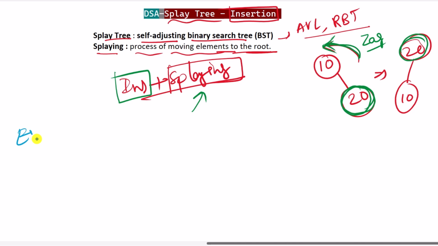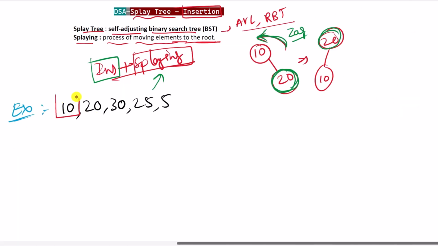So let's just try to understand this with one example. Let's see how we can insert 10, 20, 30. First of all we have to insert 10. Initially our tree is empty, so we're just going to create one node with the value 10. And next we have to insert 20. Because 20 is greater than 10, we're going to insert this on the right side. So that is the insertion process, just like the normal binary search tree.